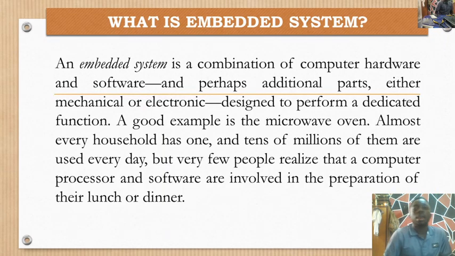What is an embedded system? Now this is the introduction stage. You must have been hearing about embedded system up and down, embedded system this, embedded that. Now let's talk about what an embedded system is. An embedded system is a combination of computer hardware, the physical components of the computer system. We are not only talking about computers, but hardware generally, and software, and perhaps additional parts, either mechanical or electronic, designed to perform a dedicated function.